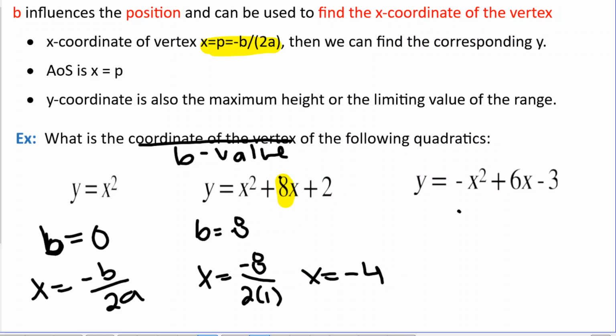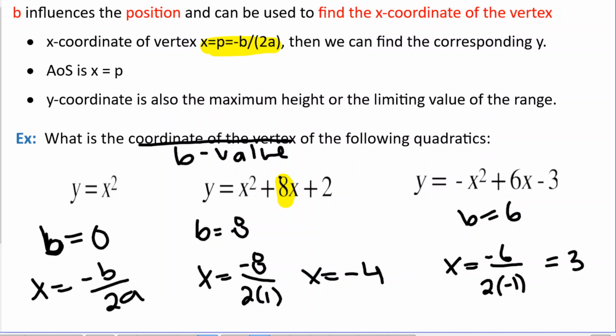The last one, b has a value of 6. So again, if I was to take negative 6, the negative is part of the equation, over 2a, in this case a is negative 1, I get a positive 3. So again, that's telling me the x-coordinate of my vertex. We'd have to do some extra work to find the y value, but we won't worry about that just yet.